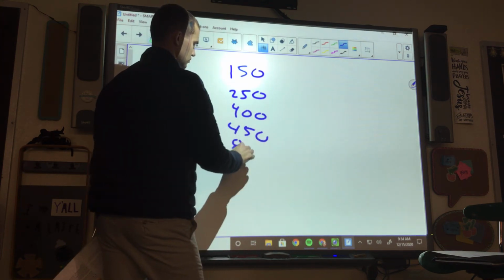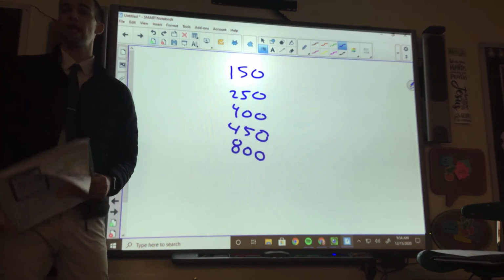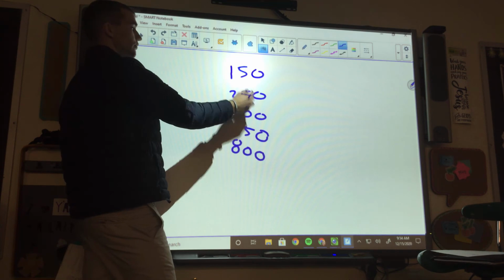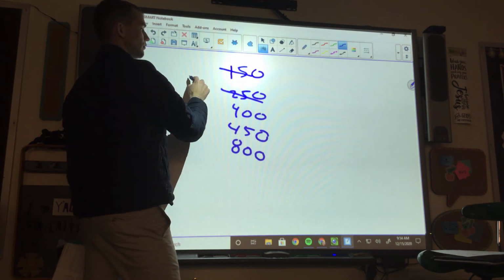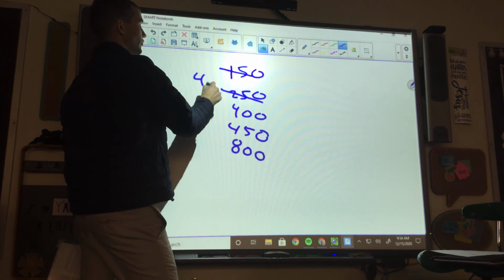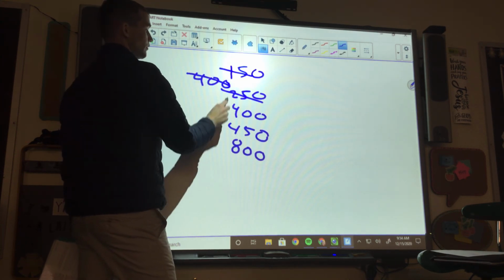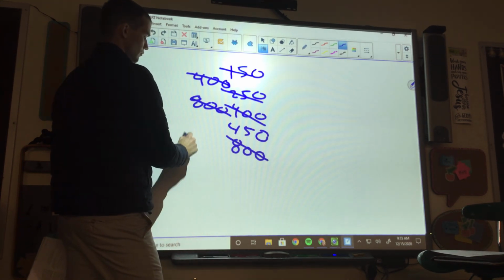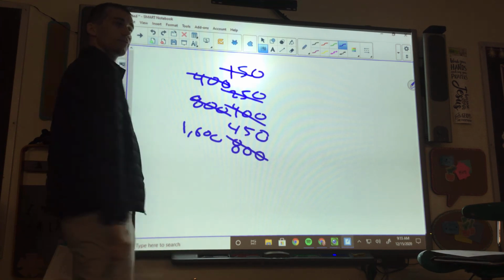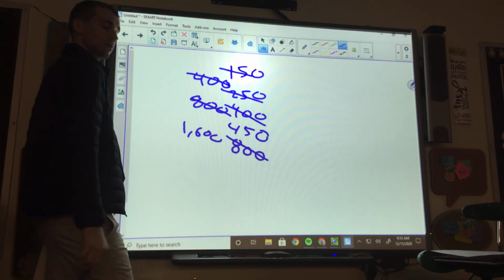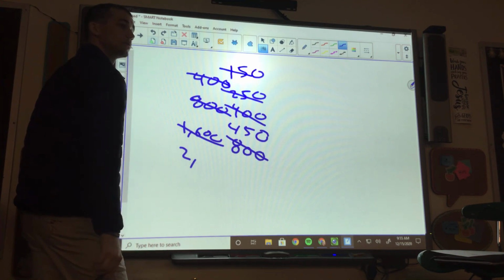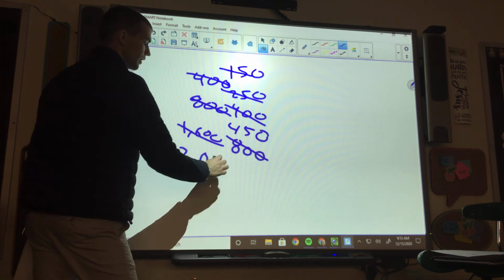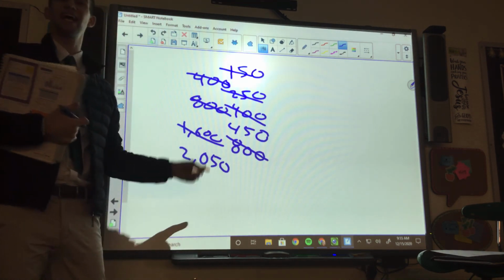Okay, so let's see how we can do tricks to add this really quickly so we don't need to do extra. 150 and 250 together is 400. 400 and 400 is 800. 800 and 800 is 1600. 1,600 and 450 is 2,050. So to find the average, I add them all up.